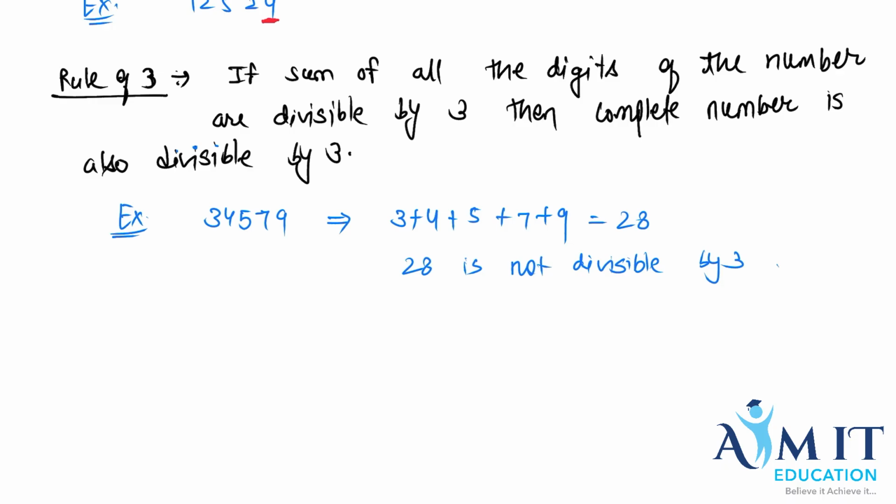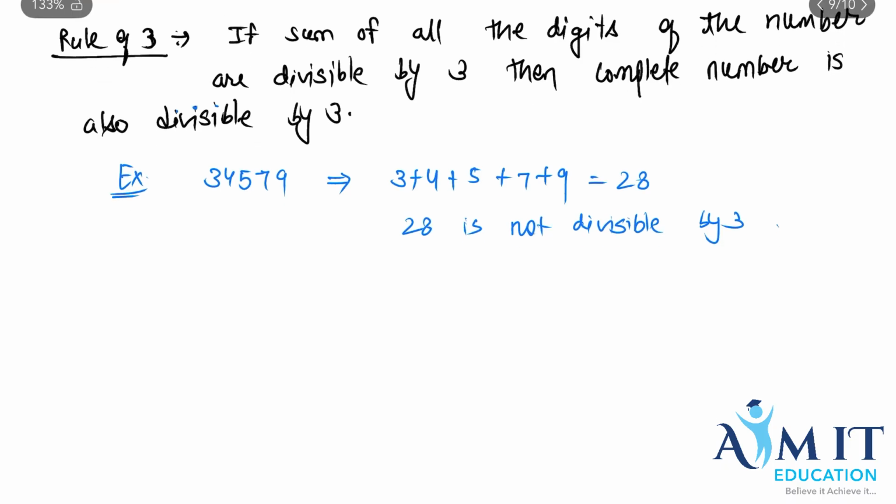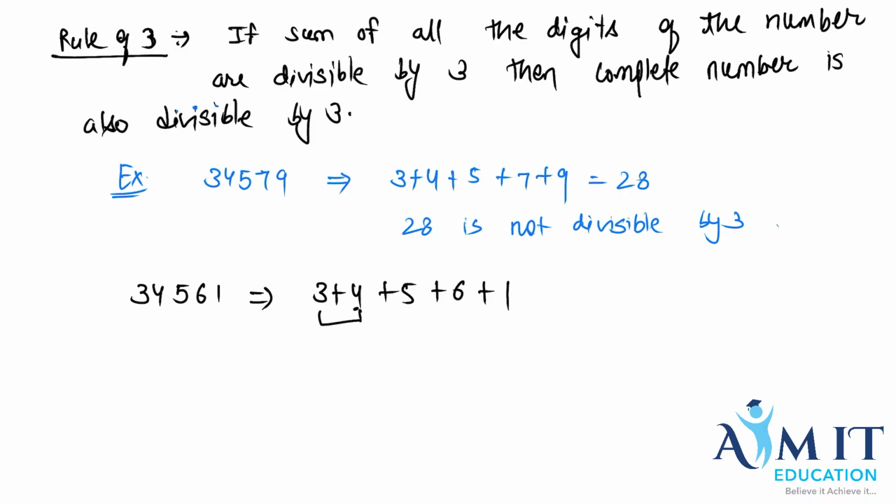Or you can check with another number also. Like the number 3 4 5 6 and 1. Okay, again we have to just add the digits. So 3 plus 4 plus 5 plus 6 plus 1. 3 plus 4 is 7, and 6 plus 1 is 7. So 7 plus 7 is 14, and 14 plus 5 is 19. So you can check this number is also not divisible by 3.